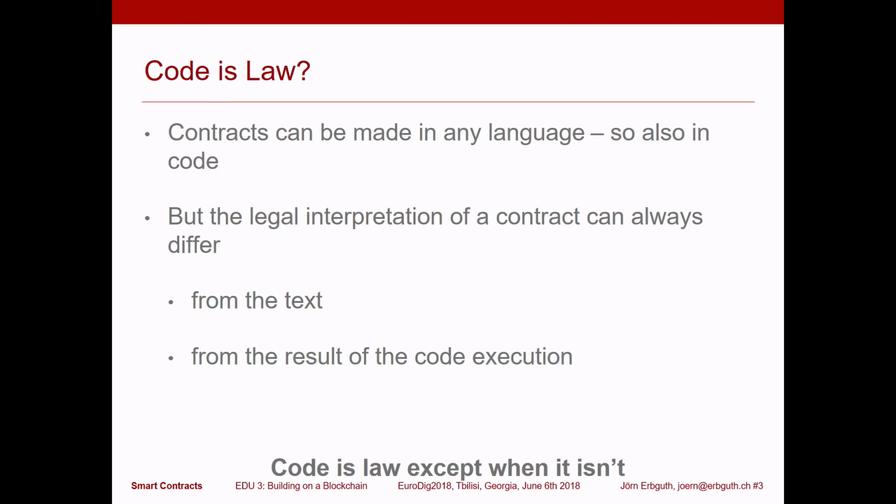So what does it mean for a coded contract? It means that the legal interpretation might differ from the execution of the code. So to answer the question, code can be law, but the contract can still be different from the execution of the code. As Lawrence Lessig said, code is law except when it isn't.